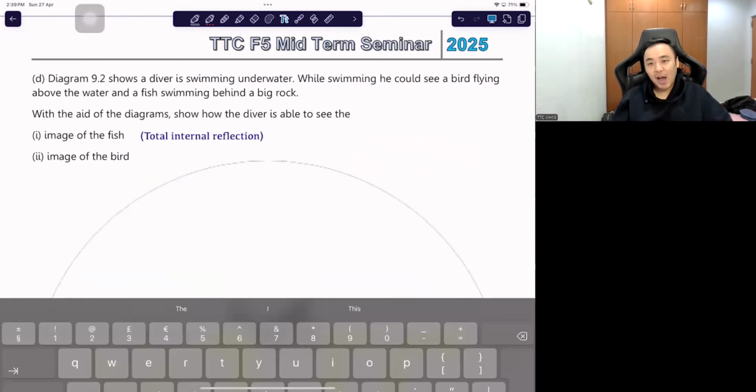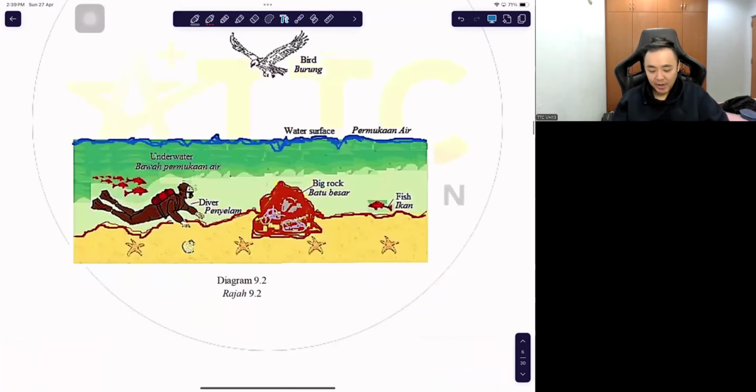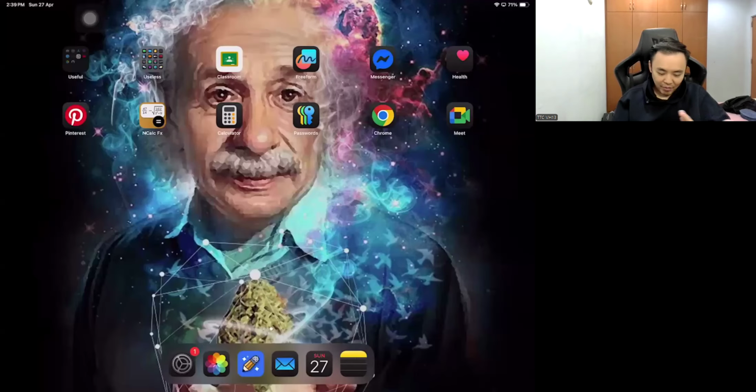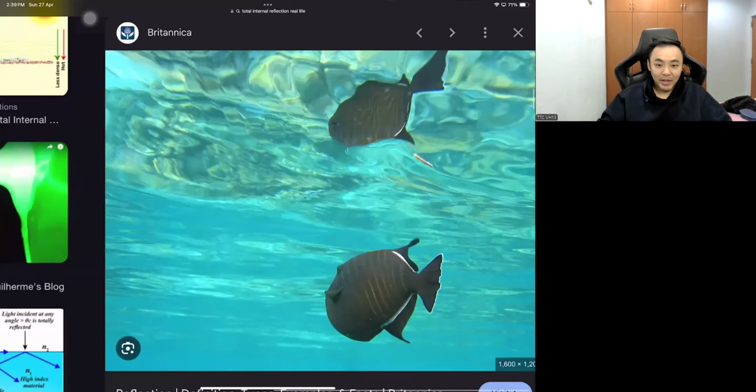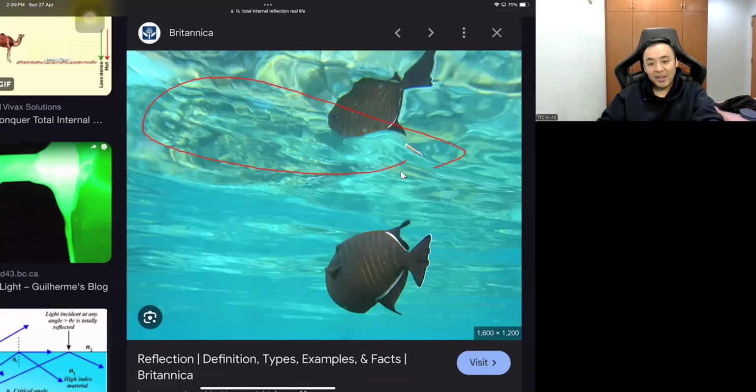Now, some of you say, hey, how is it possible? I thought the water was transparent. I'll give you a simple example. In real life, it does happen. For example, you look at this thing. You can see this one is the actual fish. But you notice what happened up here? Here it's like a piece, around here it's like a mirror now.